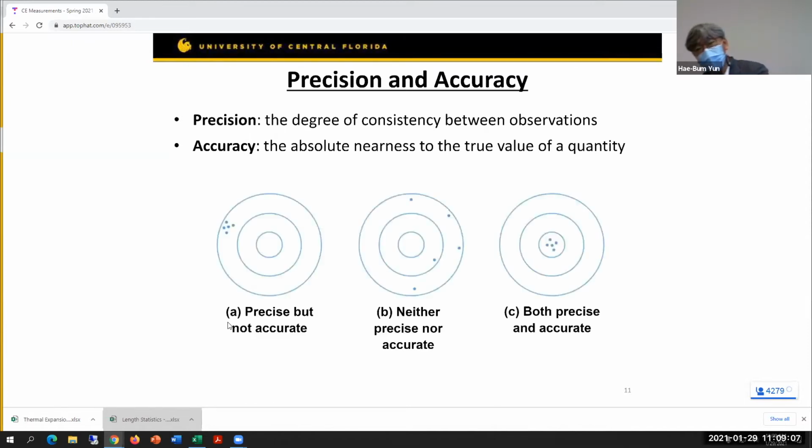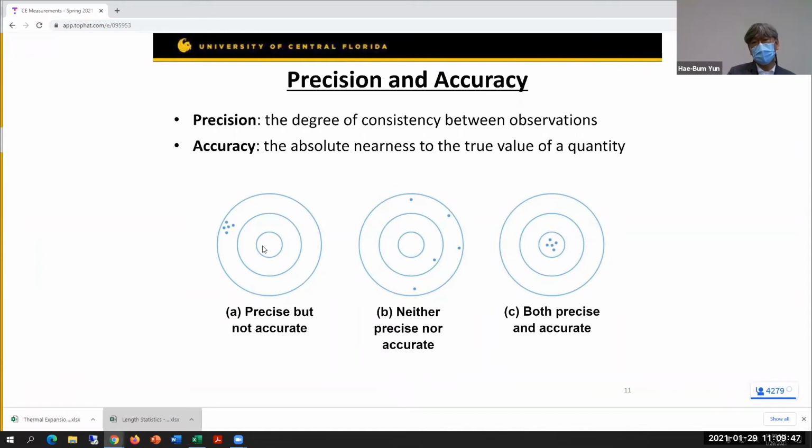So I have three cases here. We have actual measurements shown as dots. In the first case, they are grouped, which shows high consistency. But this measurement is away from the center of the circle, which means we have an inaccurate measurement.